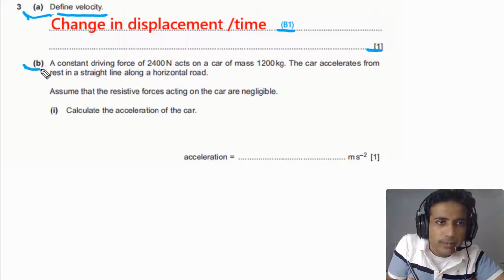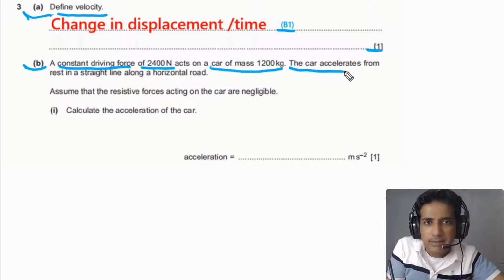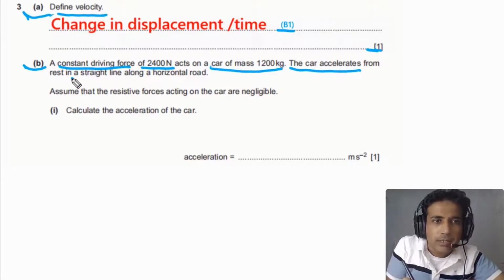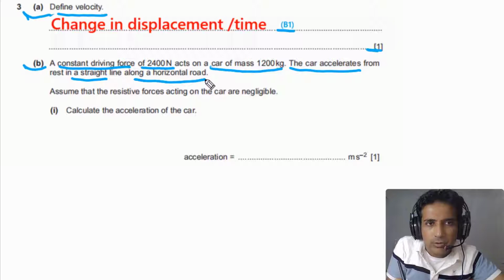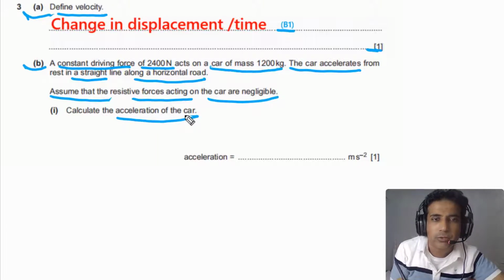If we go to part B, we are given a constant driving force of 2400 newtons. The car accelerates from rest in a straight line along a horizontal road. Assume that the resistive forces acting on the car are negligible. We need to calculate the acceleration of the car.